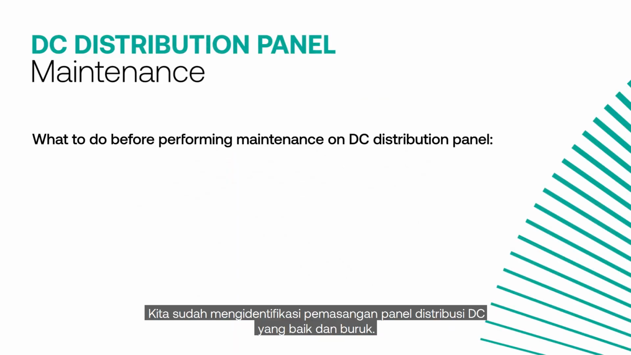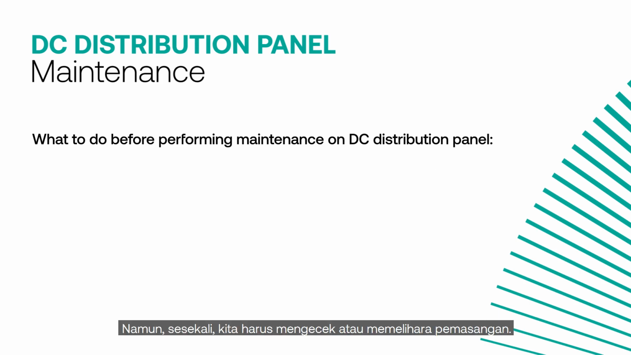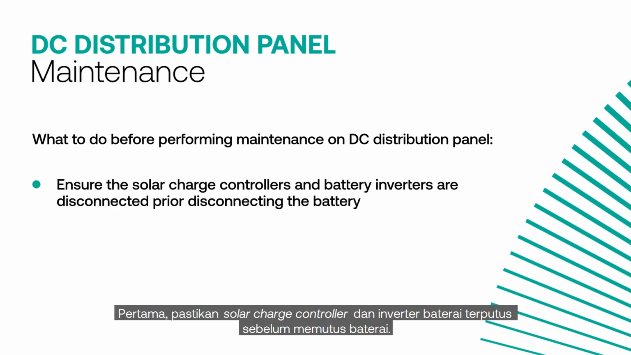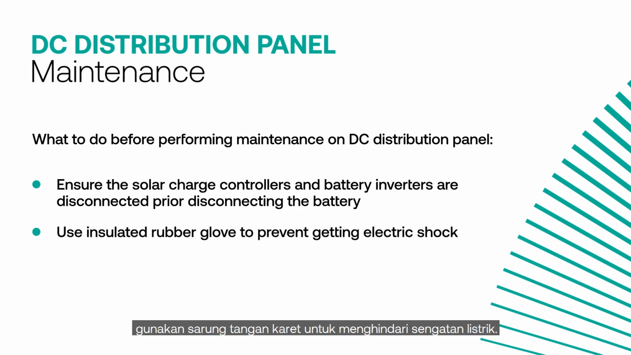We are now done identifying a good and bad DC distribution panel installation. However, once in a while, we need to check or maintain the installation. Before performing the maintenance, you should remember the followings. First, ensure the solar charge controllers and battery inverters are disconnected prior disconnecting the battery. And second, because cables connected to the battery bank are always alive, use insulated rubber glove to prevent getting electric shock.